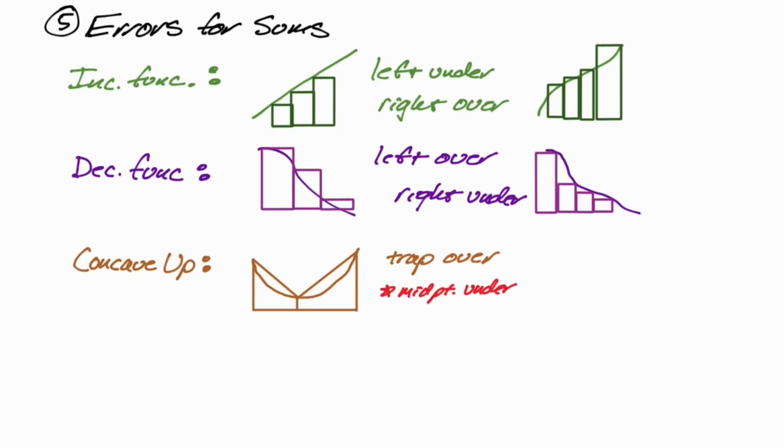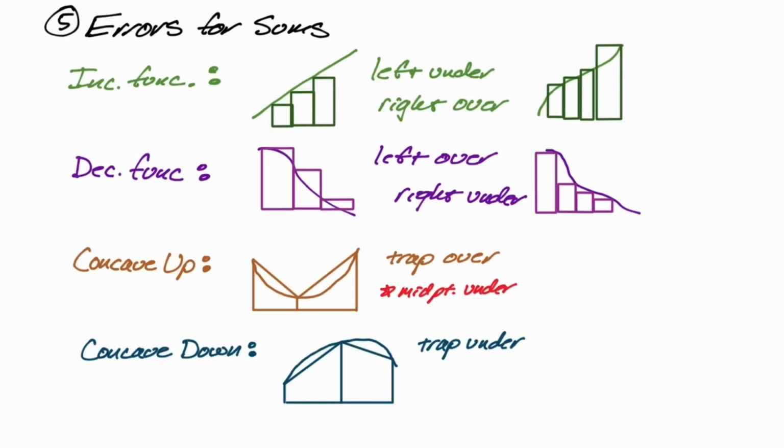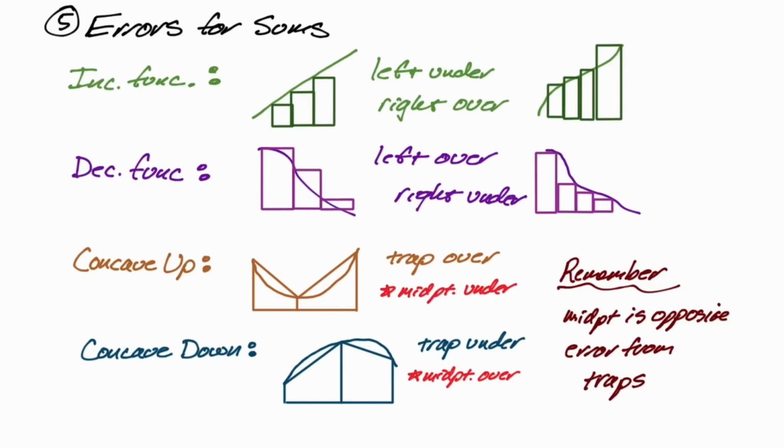And then for concave down, kind of the reverse result, right? So we have a concave down function. Trapezoids are definitely underneath it. You can see that because you're going to draw a picture. And then if trapezoids are under, that means midpoints are over. And again, I think midpoint error is like by far the least tested, but it could be on there. So just remember, the midpoint is always doing the opposite of whatever the trapezoid is doing.